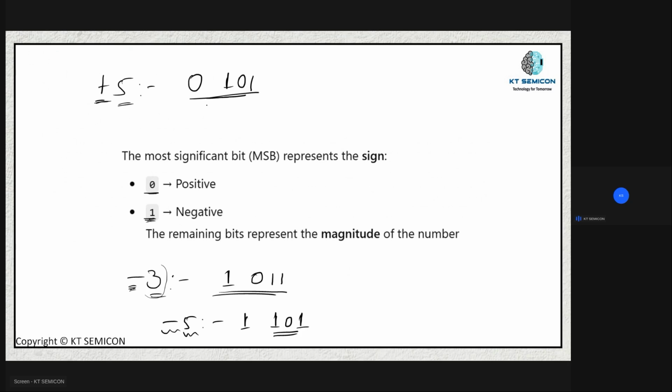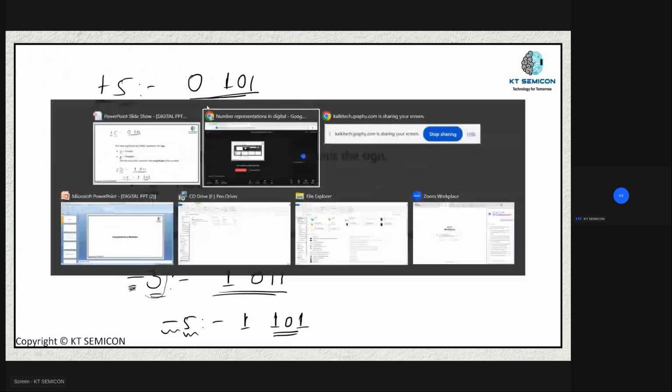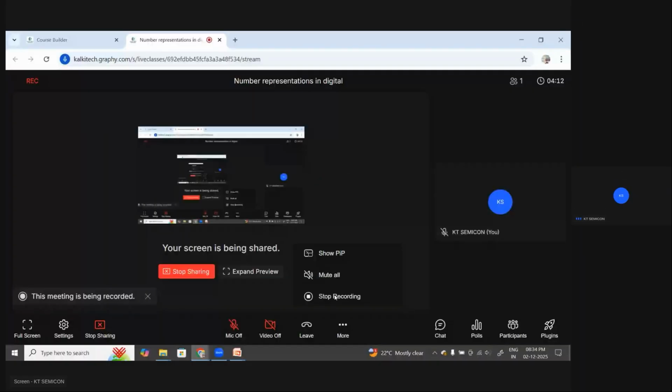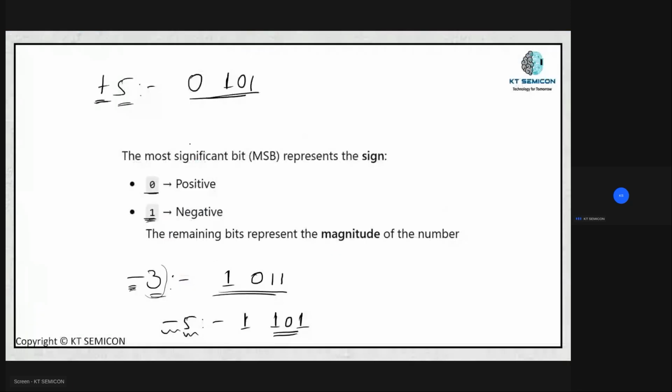So in the case of sign magnitude form of representation, you use your MSB bit for representing the sign of a number. If it is a positive number, you use 0, and if it is a negative number, we use 1. So for representing positive numbers, the MSB is 0, and for representing negative numbers, I use MSB as 1. So this is my sign magnitude form of representation.